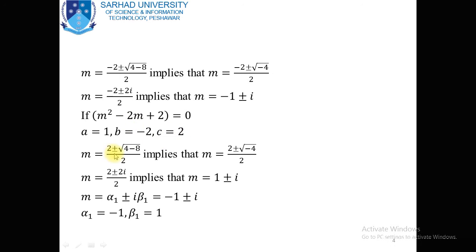To solve this quadratic equation again by the quadratic formula, we obtain minus b, but in the equation b contains the coefficient minus 2, so minus minus 2 is plus 2, and plus minus under root b square, minus 2 square is 4, minus 4ac, so 2 times 4 is 8. So this implies that m is equal to 2 plus minus under root minus 4 divided by 2. Under root minus 4 again equals 2i, and now taking 2 common from this expression, we obtain 1 plus minus i. So this quadratic equation gave another complex root.